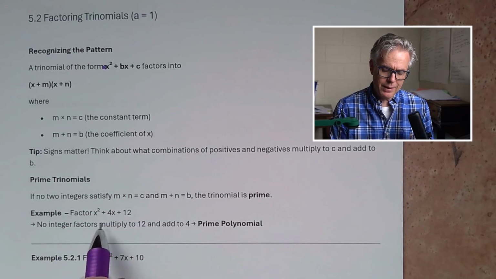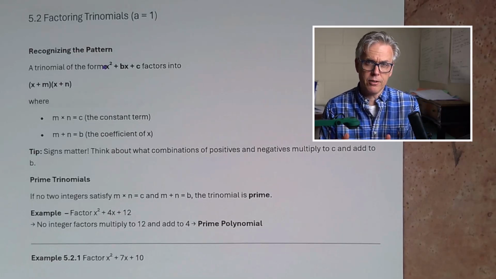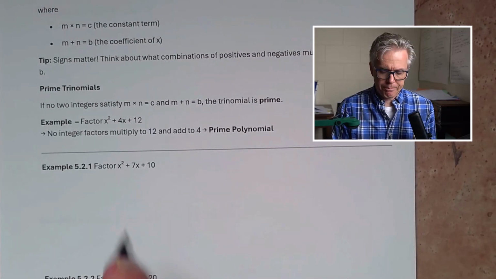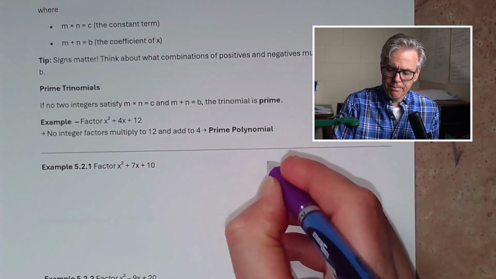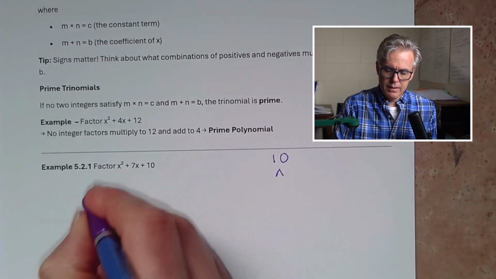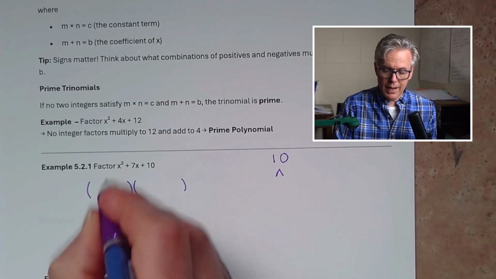And again, if we can't find numbers that work, they're prime. So if it can't be factored, we just call them prime. With that said, let's look at this first example here: x squared plus 7x plus 10. What we're doing here is looking for factors of 10. We're wanting to factor these trinomials into two binomials.